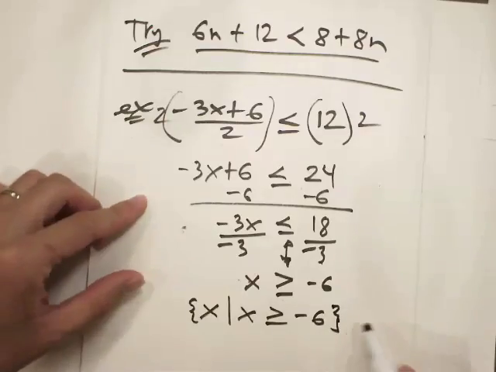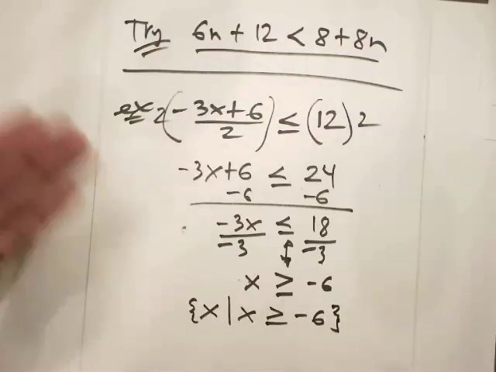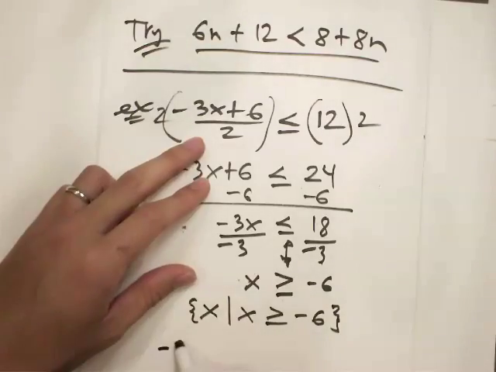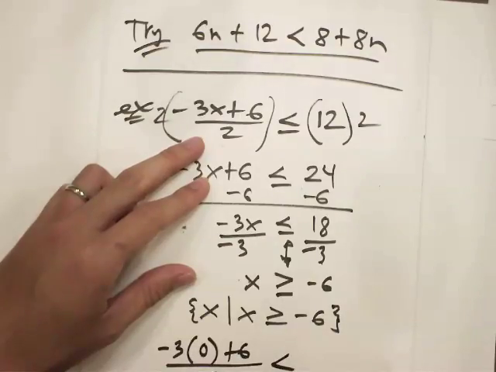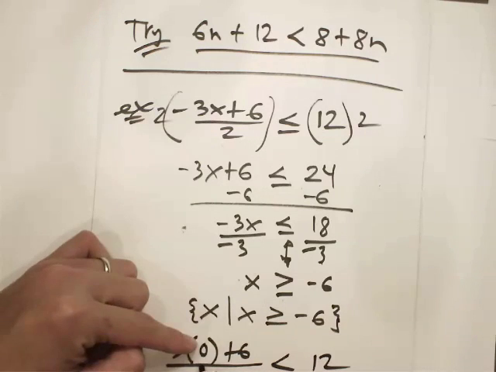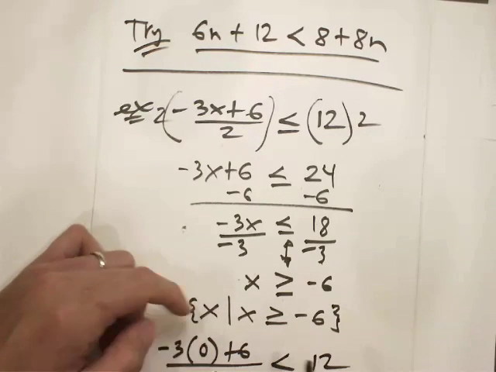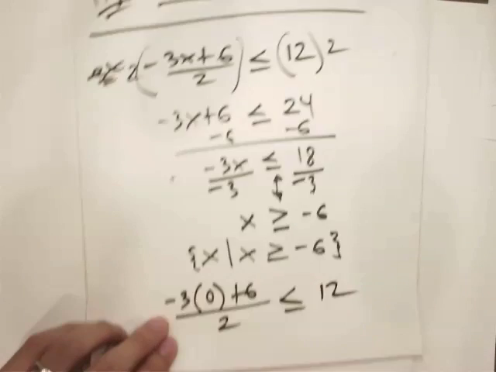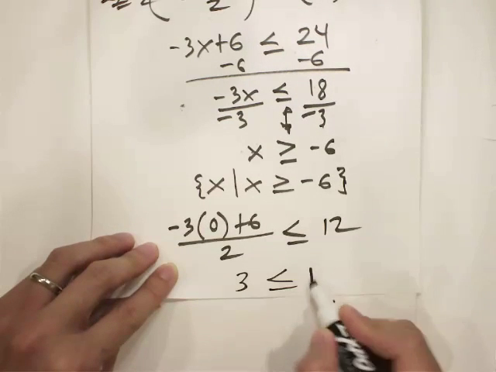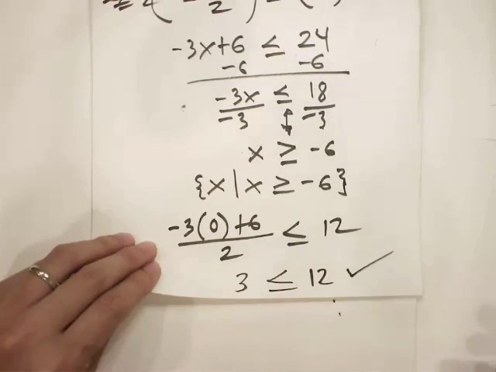Let's test our solution to make sure it's true. Anything that's greater than negative 6, well, once again, because 0 happens to be on the right-hand side of this negative 6, and it's greater than that, I'm going to choose 0. So negative 3 times 0 plus 6 over 2, is that going to be less than or equal to 12? Negative 3 times 0 is 0. 0 plus 6 is 6. 6 divided by 2 is 3. So this becomes 3. 3 is indeed less than 12. So we got that checked out too.